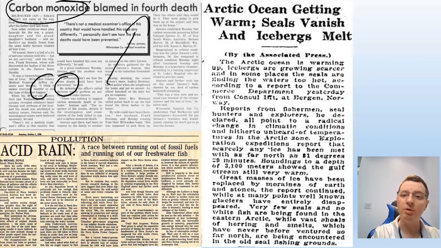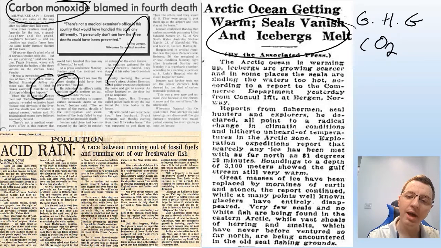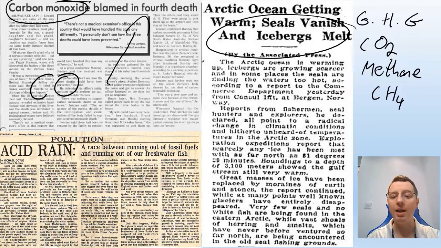Here we've got the Arctic Ocean getting warm, seals vanishing, icebergs melting, and this is all due to some greenhouse gases like carbon dioxide and methane. Methane is CH4. And there is a separate video all about how greenhouse gases cause global warming and climate change. I'll put the link in the comments below.